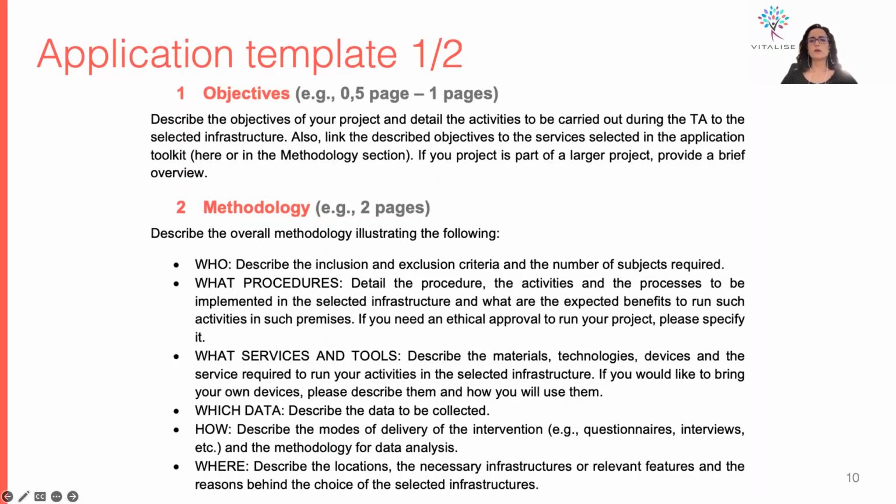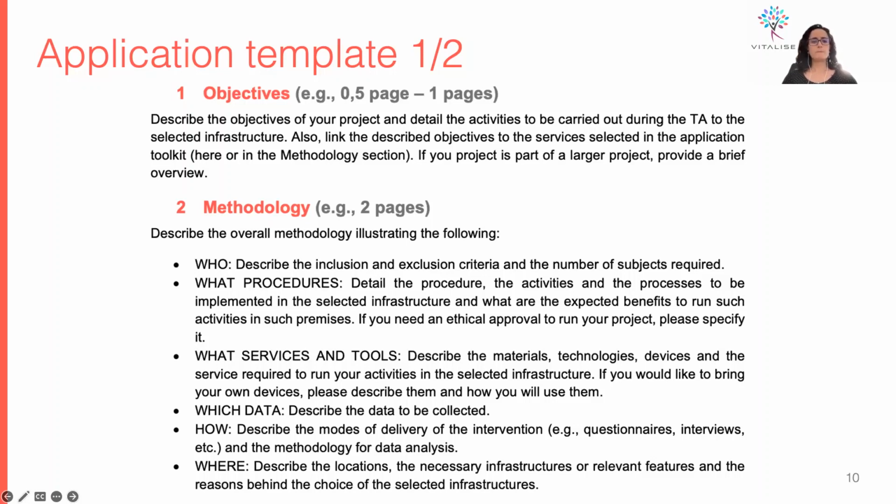About the second section, methodology, it's important that you answer all the topics that are listed. So, who are the subjects that are required to carry on your research project? What are the procedures and the activities and the processes that you will need to implement for your research? What are the tools and services that you need to use at the infrastructure? And which are the data you're going to collect and how you're going to collect them? And finally, you should describe the physical location and the necessary physical infrastructure needed to implement your research.